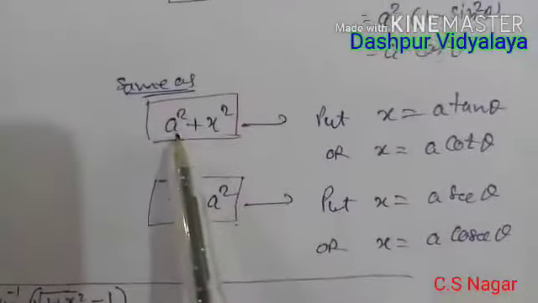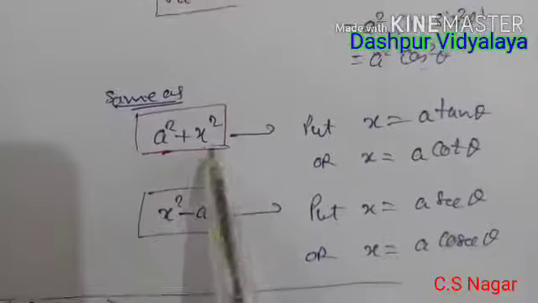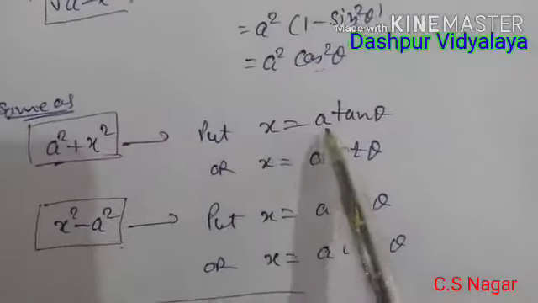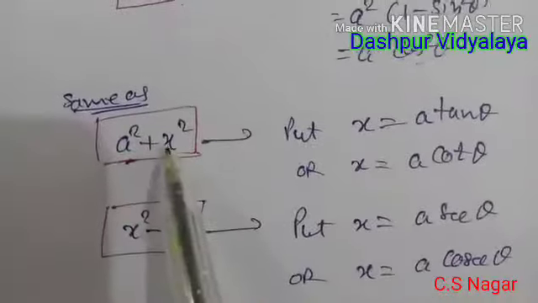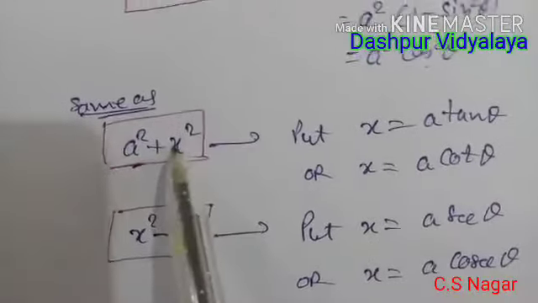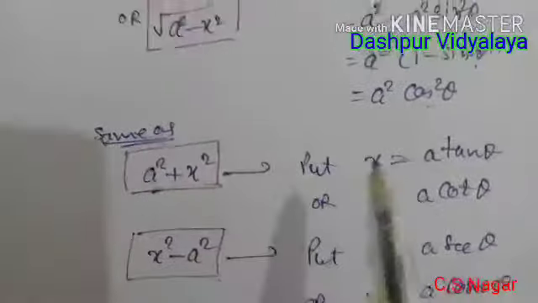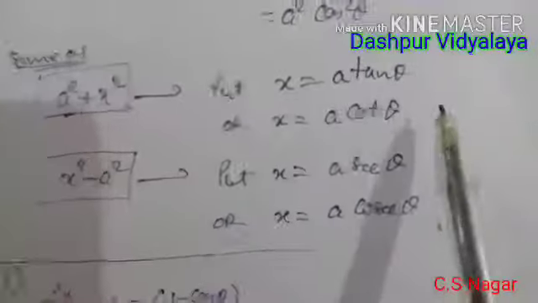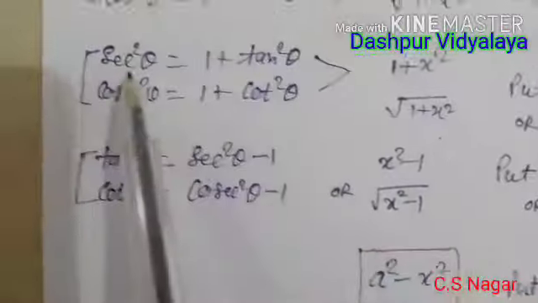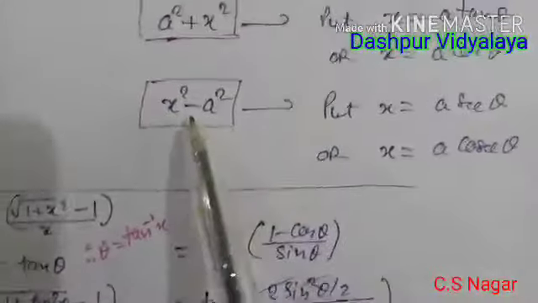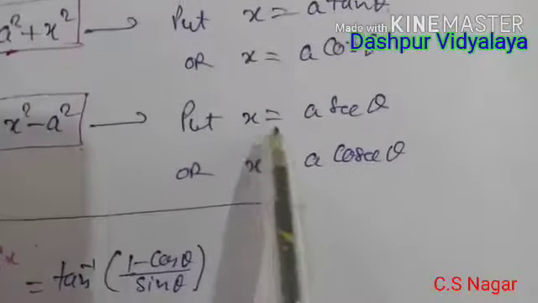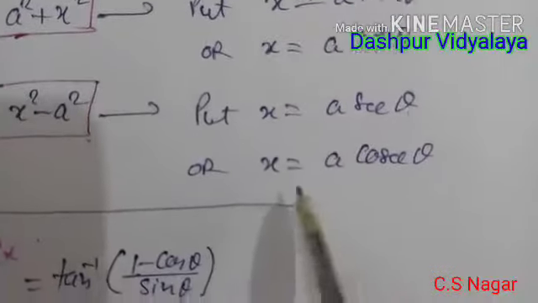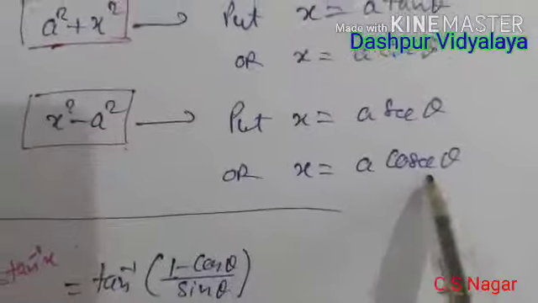Same as here, 1 plus x square. In this case, put x is equal to a tan theta. When we put x is equal to a tan theta, it will be a square tan square theta. When a square is taken common, then only 1 plus tan square theta remains in the bracket, and 1 plus tan square theta is sec square theta. Same as if there is a function like x square minus a square. In this case, put x is equal to a sec theta or x is equal to a cosec theta.